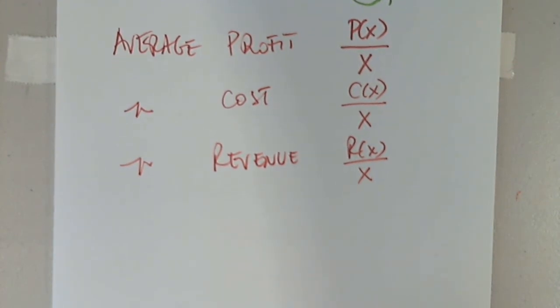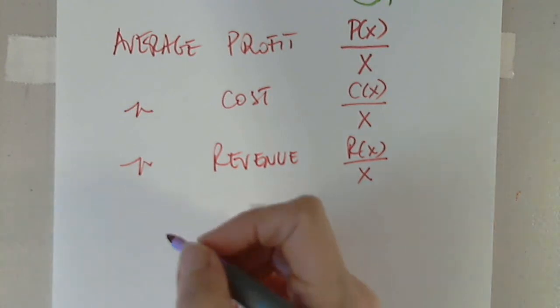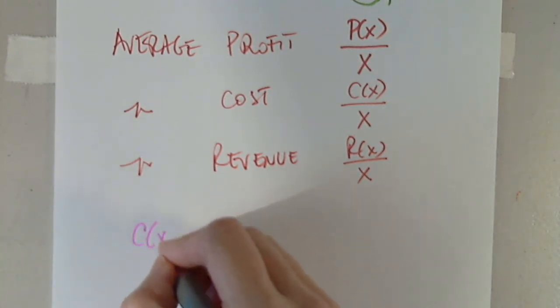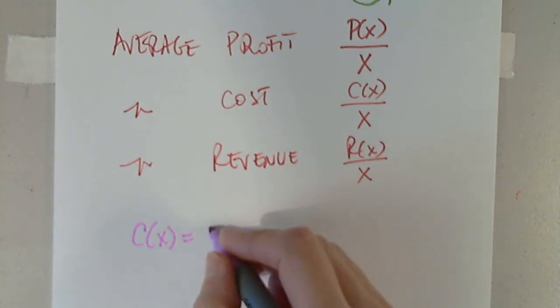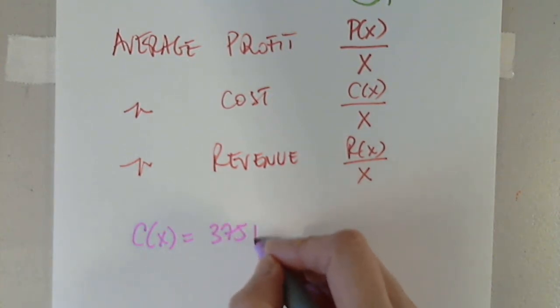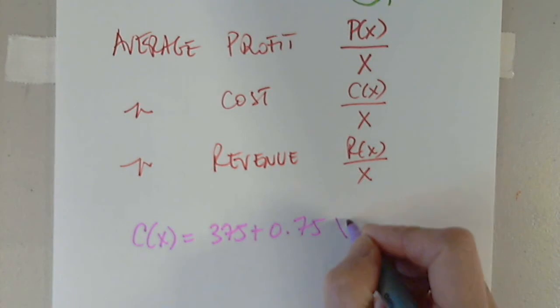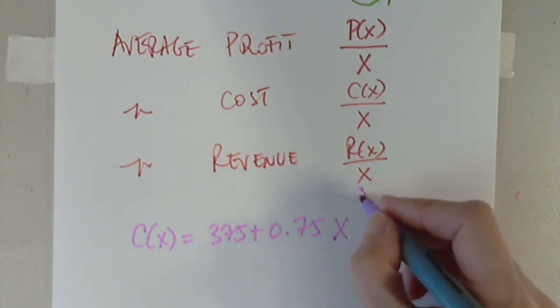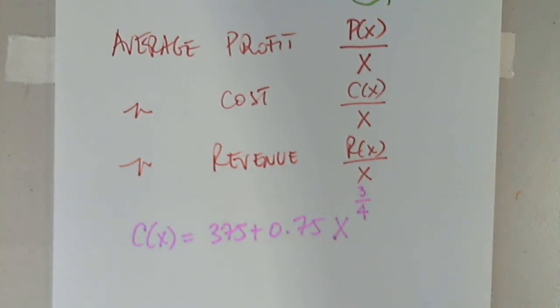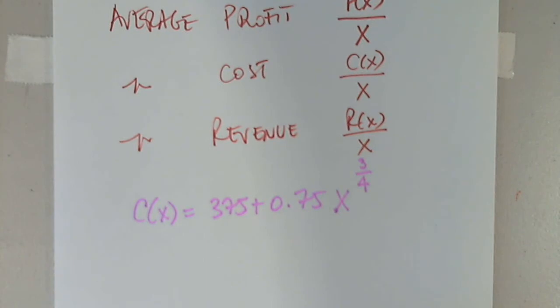So we have a company that produces any type of product that you can think of, and they have this particular cost function, 375 plus 0.75x raised to 3 over 4. Find the rate at which average cost is changing when 81 items are produced.